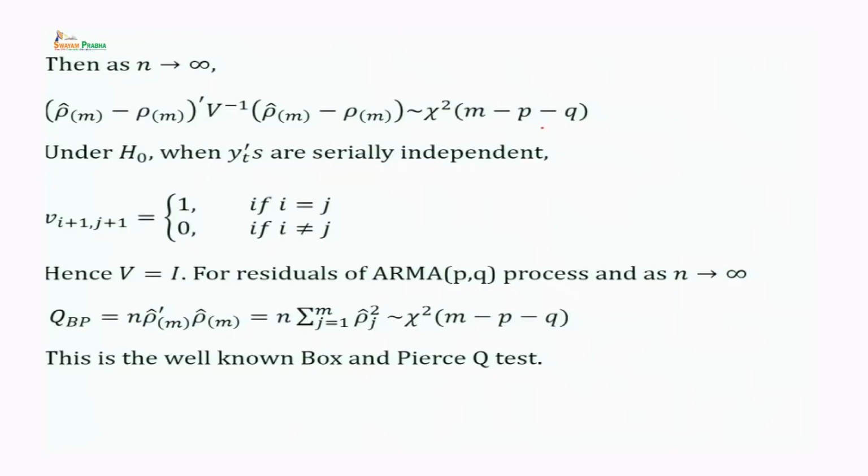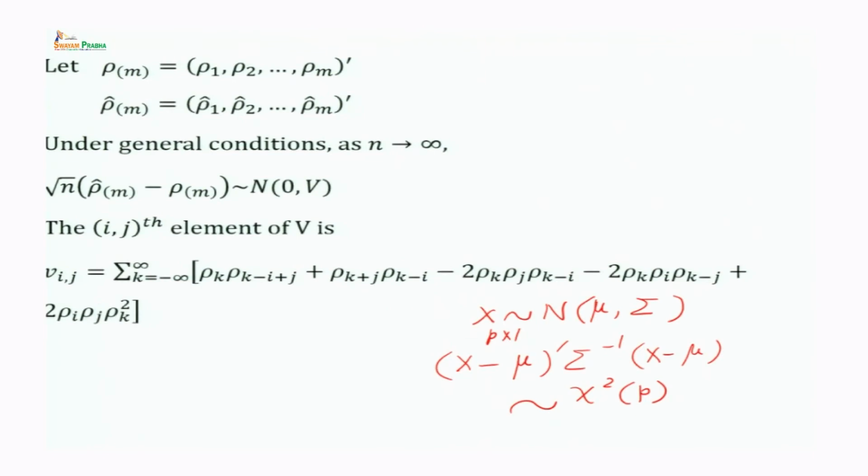So, you have reduced the degree of freedom by p plus q. Under H naught, when all the y t's are serially independent, then you can easily verify that V i plus 1 j plus 1 is equal to 1 if i is equal to j, and it is 0 if i is not equal to j. And this also you can easily verify from the previous expression for V i j.